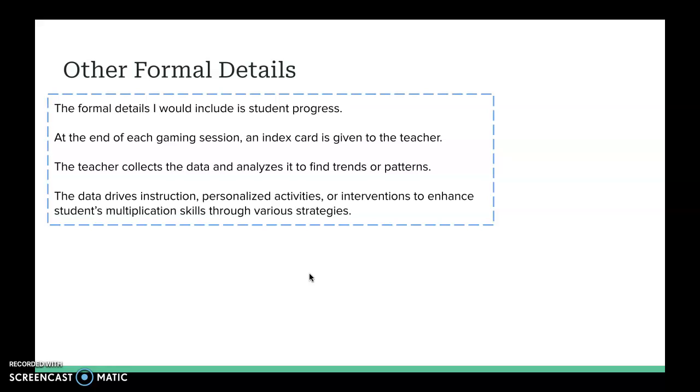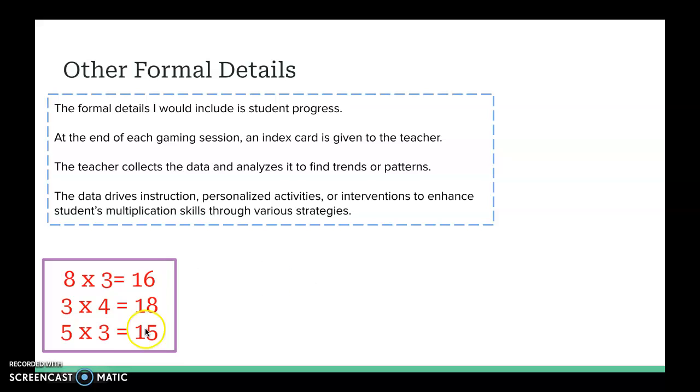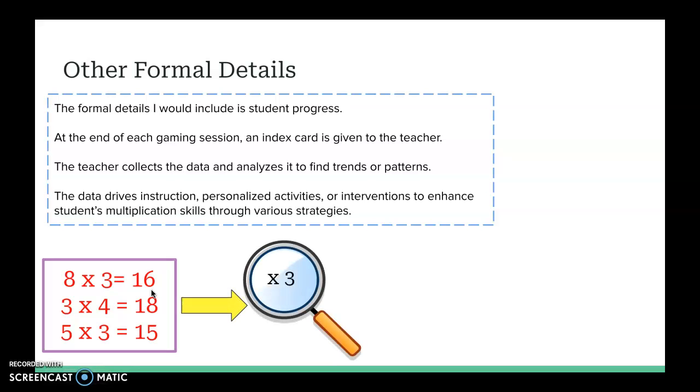So at the end of each gaming session, an index card is given to the teacher. So this would be an example of an index card at the end of gameplay. These are the 3 problems that I got wrong. I wrote both multiplicands and the incorrect product. I give this index card to my teacher. The teacher will collect the data and analyze it to find trends or patterns. So player 1, it looks like they're having problems with their 3 times tables, and all of the problems that they got incorrectly, they all include a multiplicand of 3.